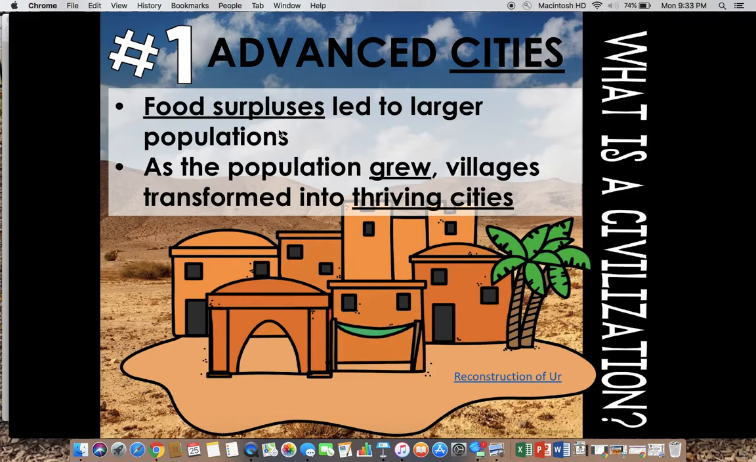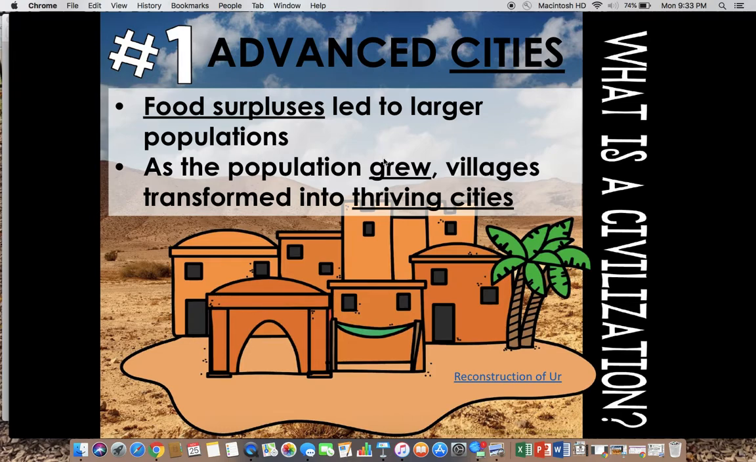So, how cities develop is you have food surpluses. That means they have too much food and a large enough supply of food that it supports the population, right? So there are more children, there are more people, and people have enough food to survive, and they're living longer lives, and they're healthier because they have enough food. So it's a larger population.